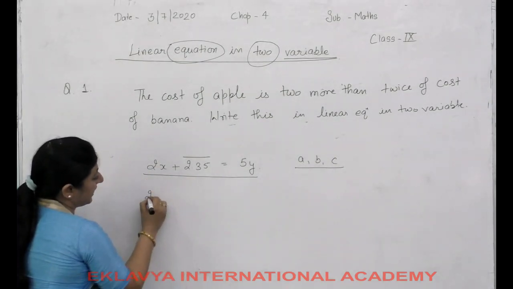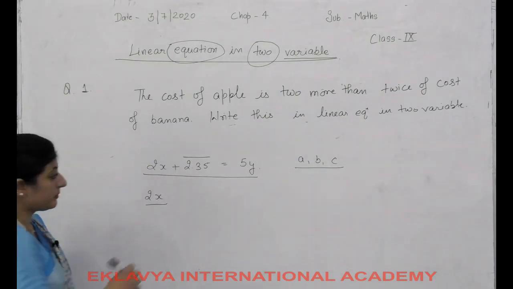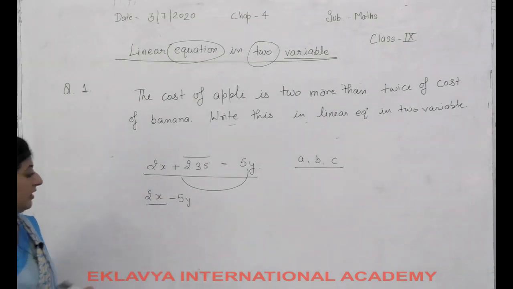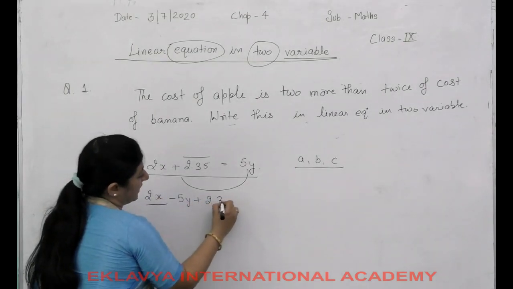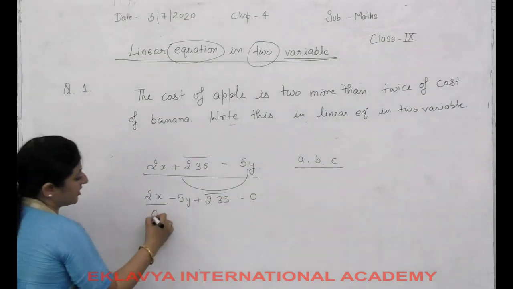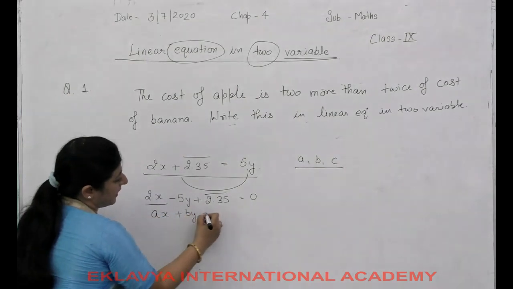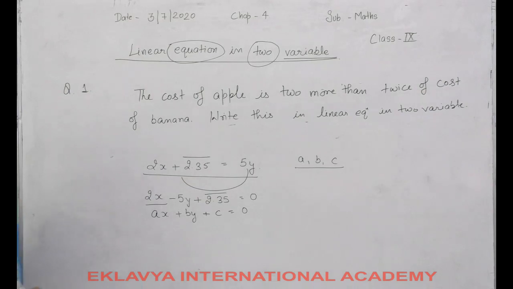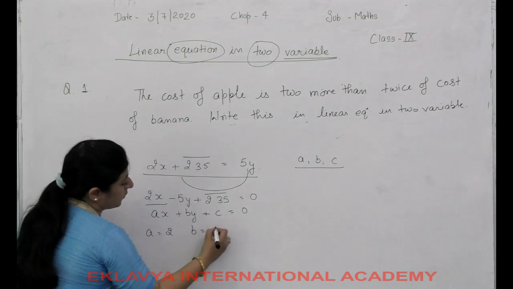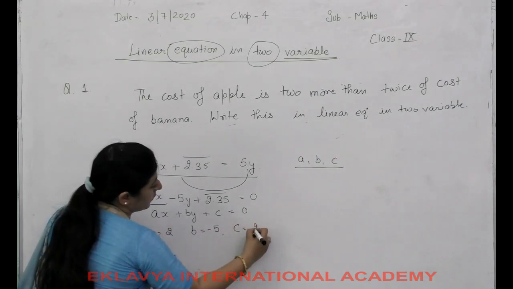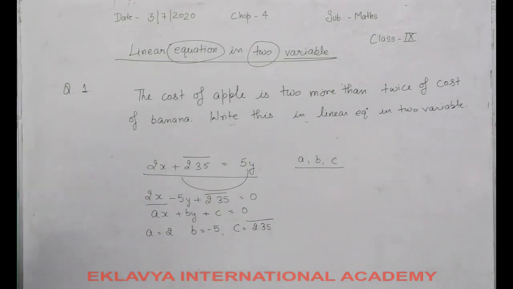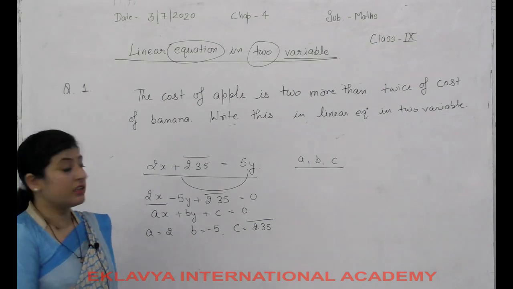Firstly, in standard form we need the x variable, then this 5y, when you change the side, comes with a negative sign: 2x minus 5y plus 2.35 bar is equal to 0. What is our standard equation? That is ax plus by plus c is equal to 0. What is the value of A? A is equal to 2, B is equal to minus 5, C is equal to 2.35. This way we find out the value of A, B and C.